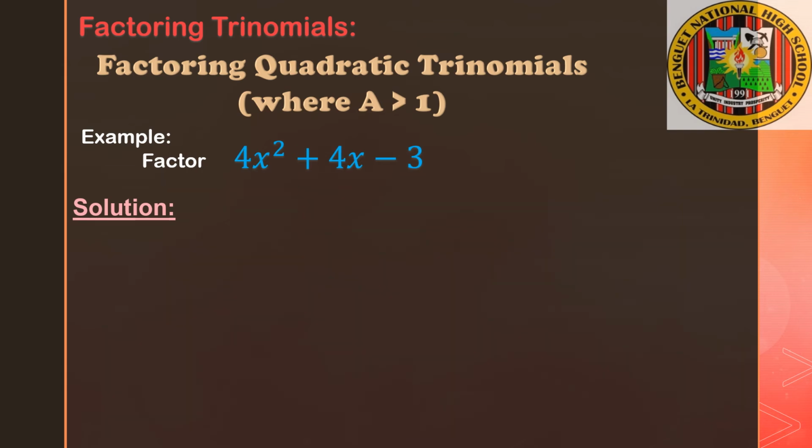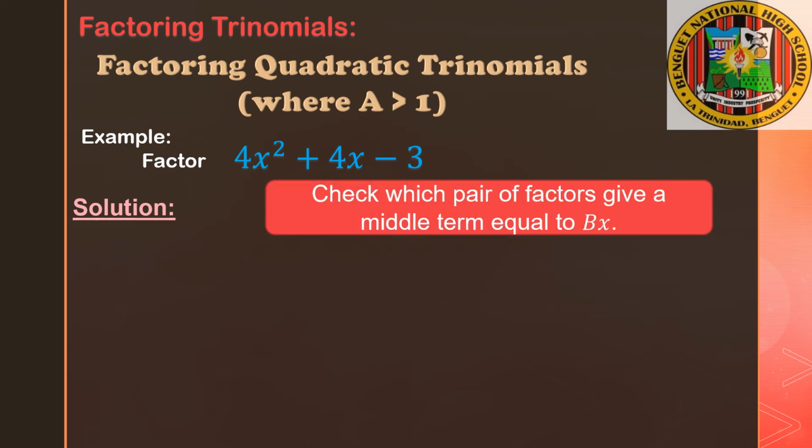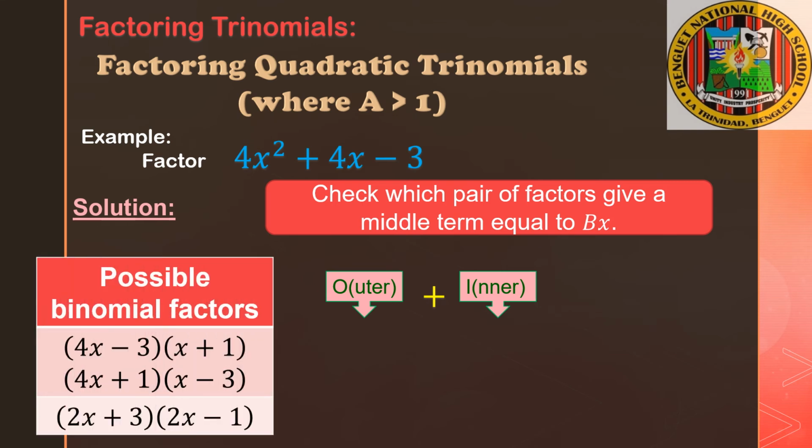Now we check which pair of factors will give us a middle term equal to the second term in our trinomial. To do that, we focus on getting the products of the outer and inner terms of our binomial factors. Since we have quite a lot, let's just pick 3 of them.